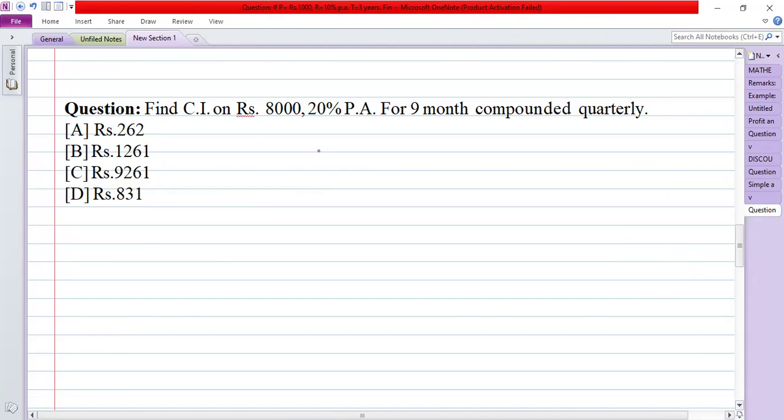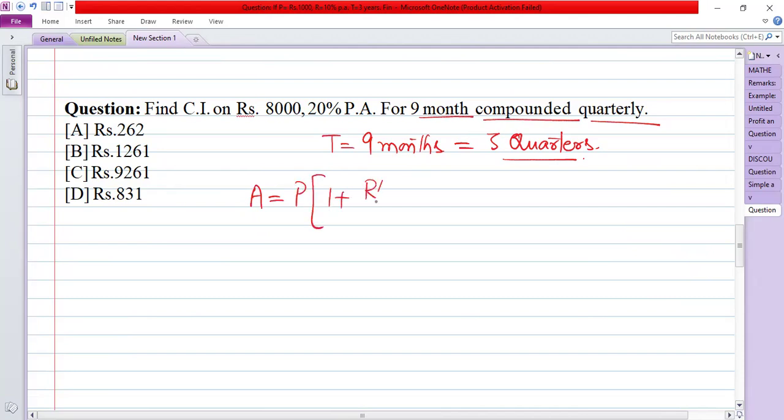Now for this question here, time is actually 9 months. Okay. And in 9 months, actually, there are 3 quarters. This is equal to 3 quarters. In 9 months, there are 3 quarters. Okay. Because here interest is compounded quarterly. So here the amount will be nothing but P(1 + R/4 upon 100), and here actually it will be 4T. Okay.